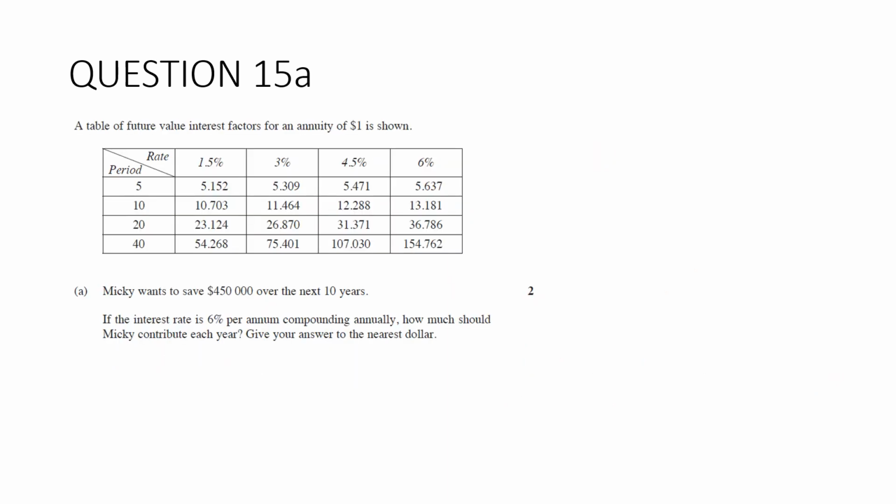15a, a table of future value interest factors for an annuity of $1 is shown. Part A, Mickey wants to save $450,000 over the next 10 years. The interest rate is 6% per annum, compounded annually. How much should Mickey contribute each year? Give your answer to the nearest dollar.